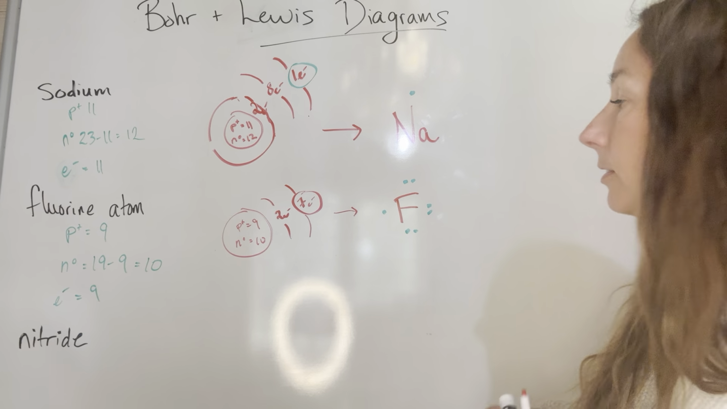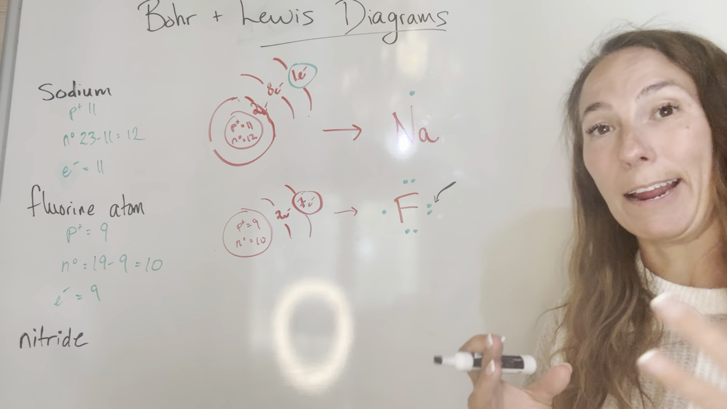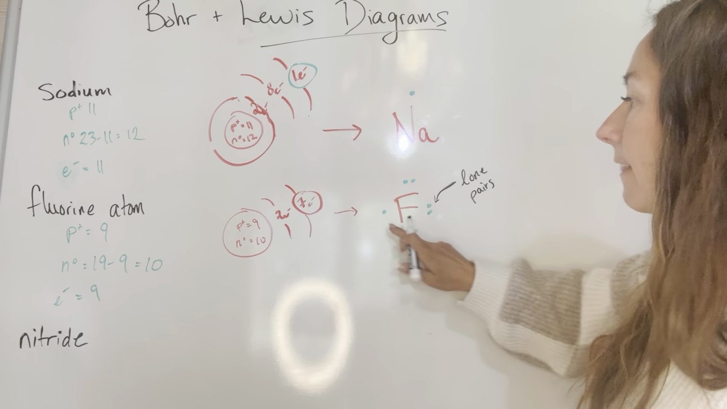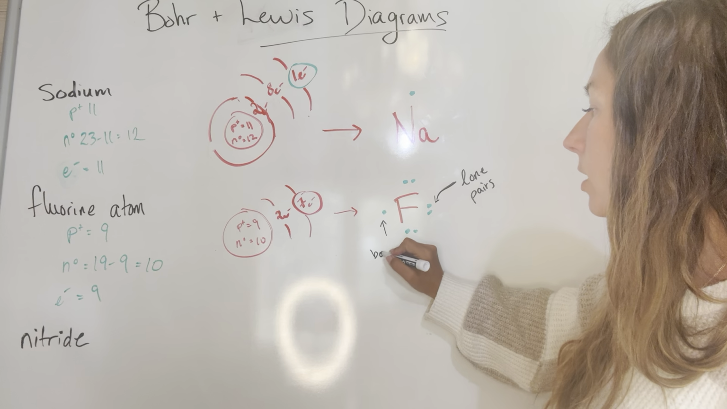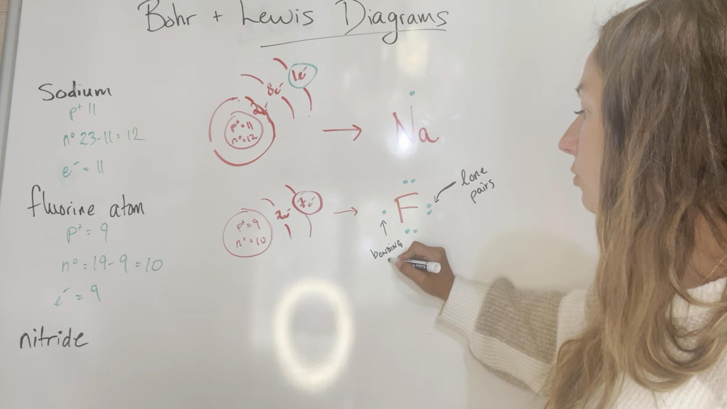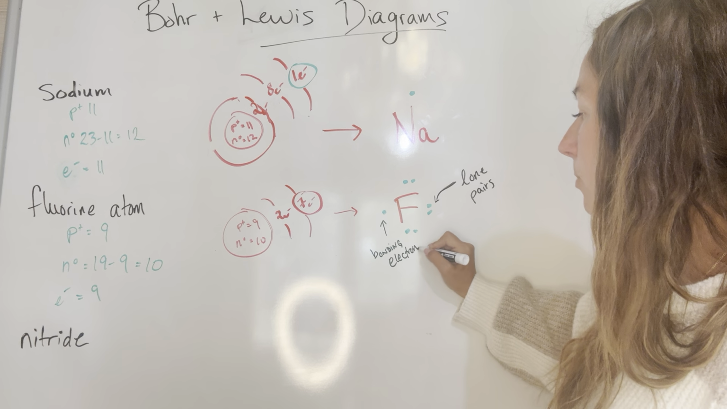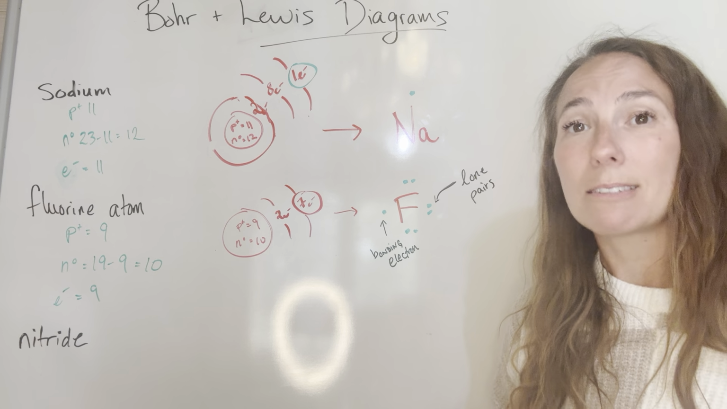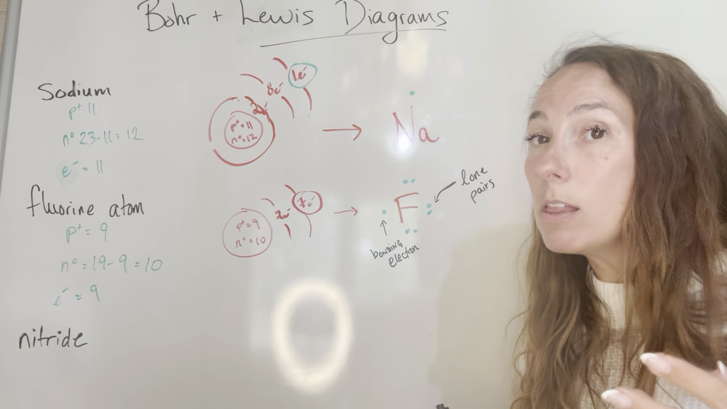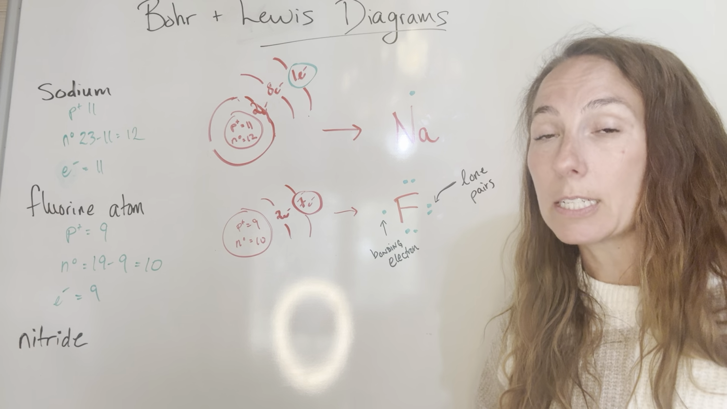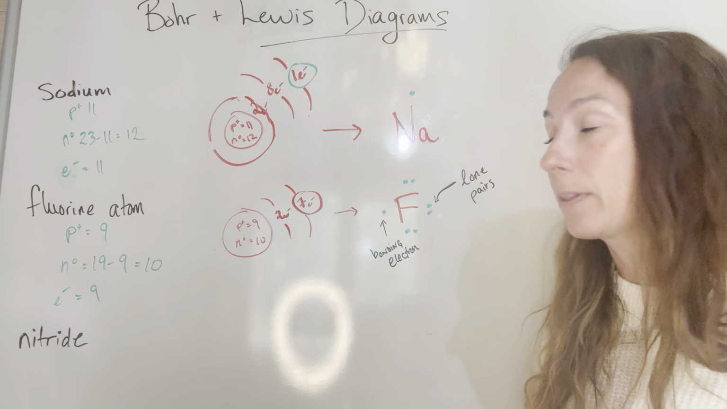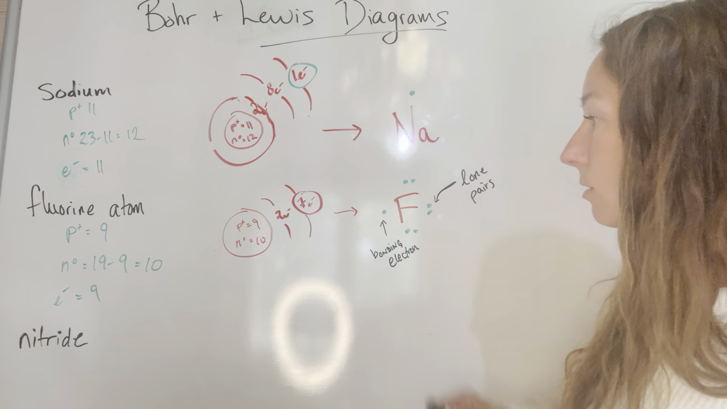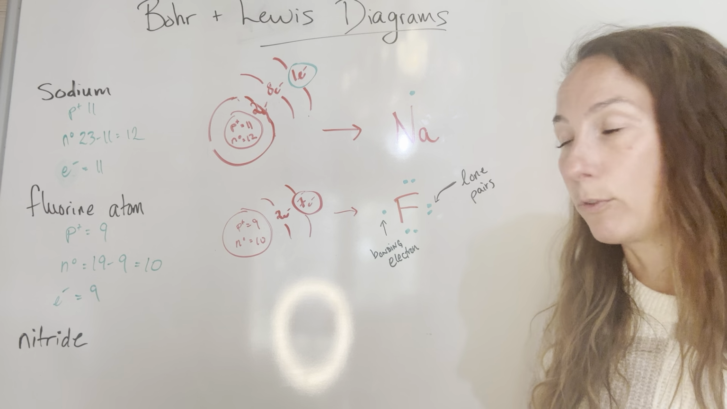These guys here are called the pairs. The ones that are paired up are called lone pairs. And this one by itself is called a bonding electron. And that's because it is the one that's going to bond. It's lonely, it's all by itself, it is the one that is unstable, and it will want to form a bond in order to partner up and become more stable. So this is a bonding electron, and these are lone pairs. There are 3 lone pairs on fluorine and 1 bonding electron on fluorine.